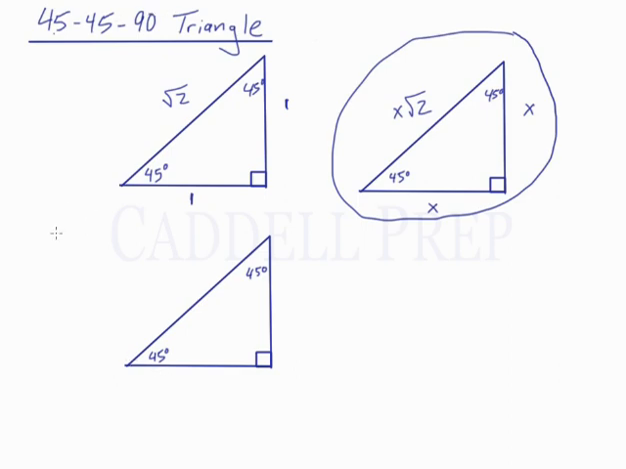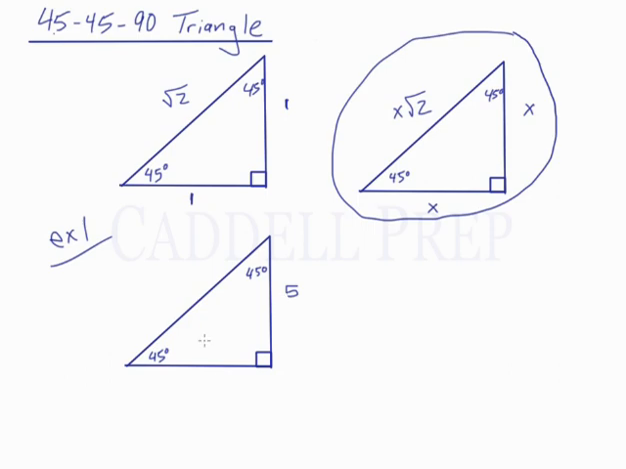So for example, call this example 1. If we have a 45-45-90 triangle, we know that the measure of this side is 5. We could find the measure of any of the other sides. So if we want to find the measure of this side, that matches up with x. Okay, so first we have to find out what x is.